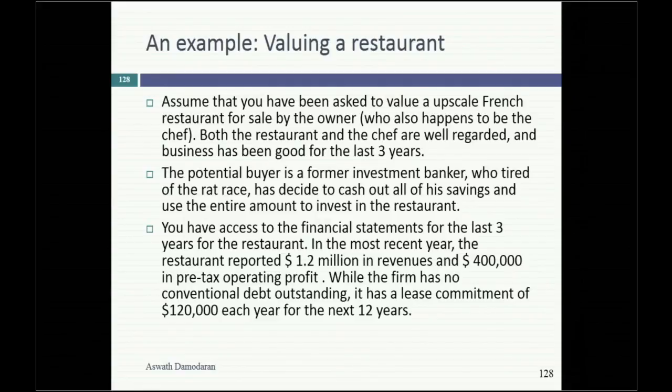So let me at least set the table because we're getting pretty close to the end. Let's assume that you have been asked to value an upscale French restaurant by the chef who plans to sell the restaurant and move back to France.